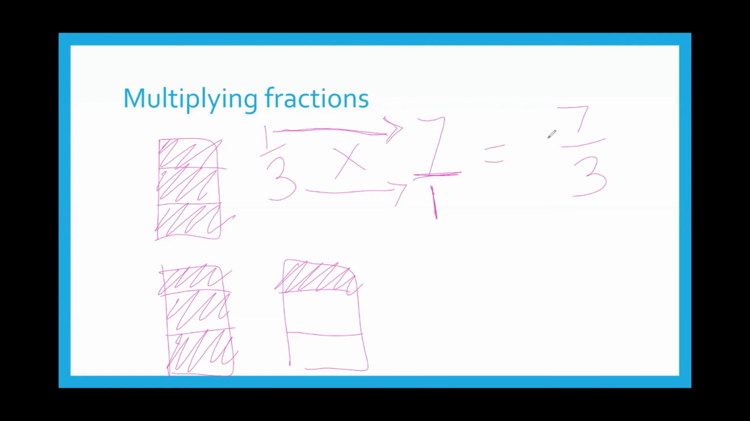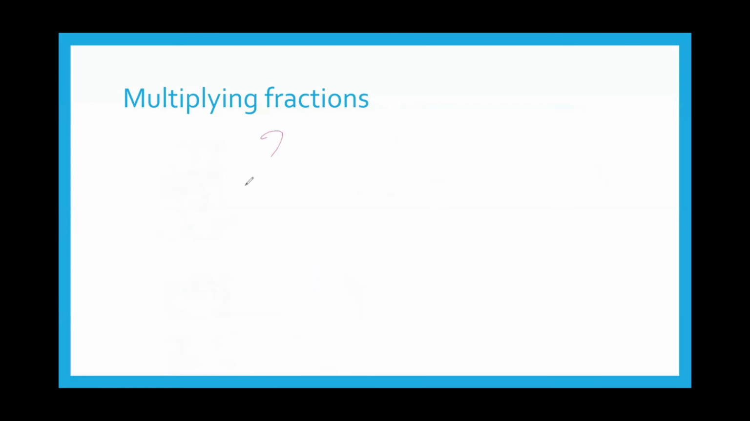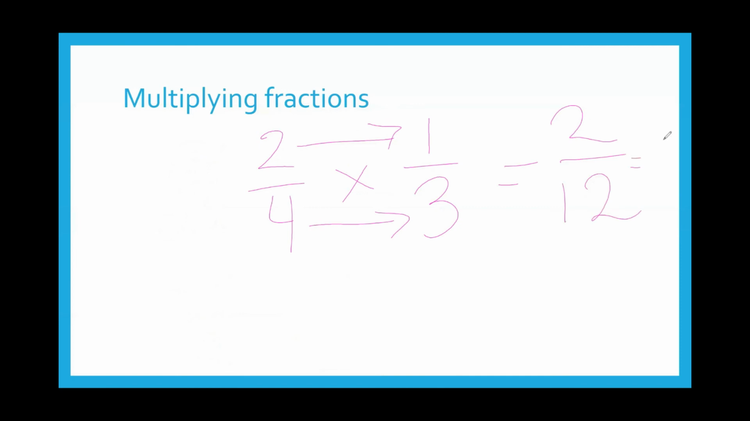Let's try it with another one. If you had 2/4, or 1/2, and you multiply it by 1/3, again you multiply across. So you're doing 2 times 1, which is 2, and 4 times 3, which is 12. 2/12 is the same thing as 1/6 if you remember reducing fractions.